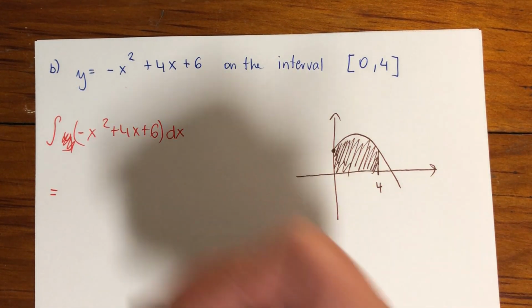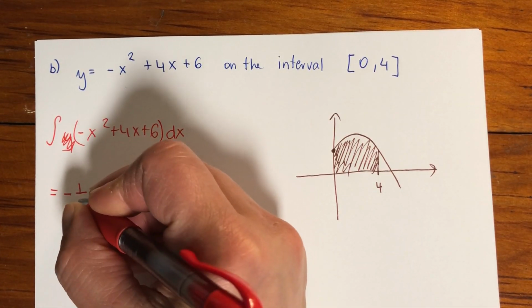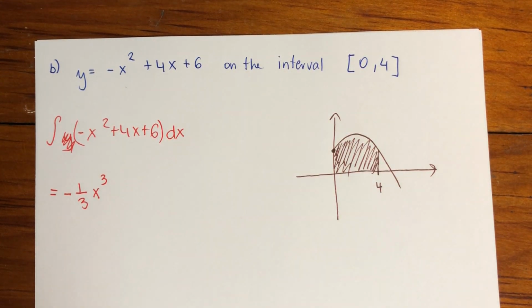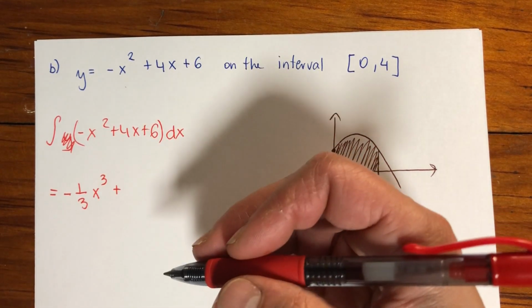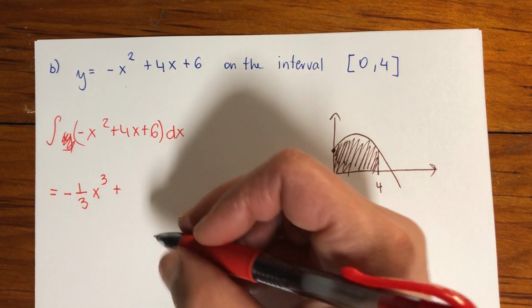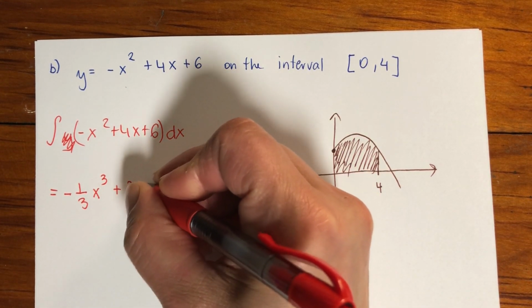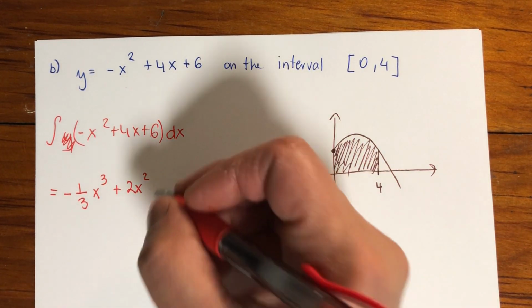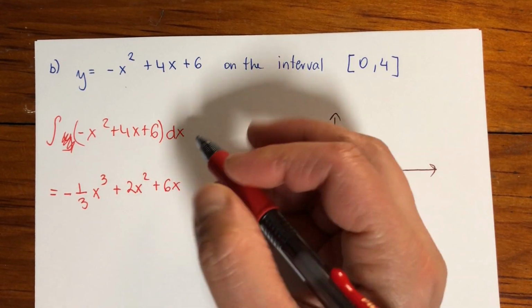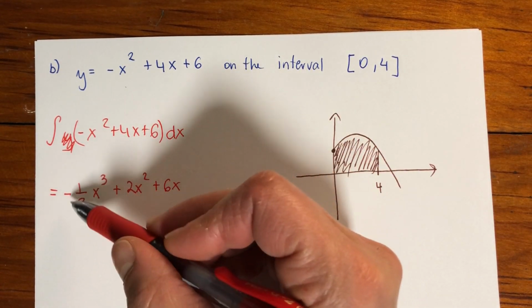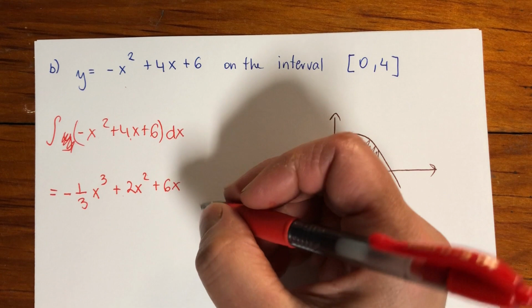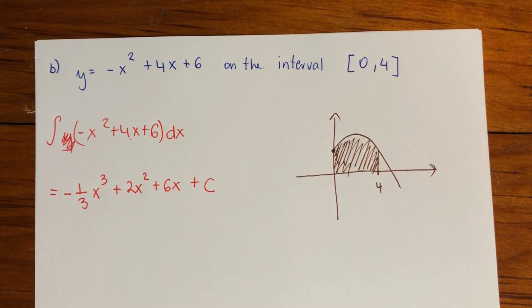So the first part is going to give me negative 1 over 3 x to the power of 3. Again, if you need to write this out, please do so. So that is going to give me 2x squared. And then I am going to have 6x. I always check, whenever I write this, well, if I put the 3 in front, that is going to give me this. If I put 2, that's fine. And then I know that I have the constant c.